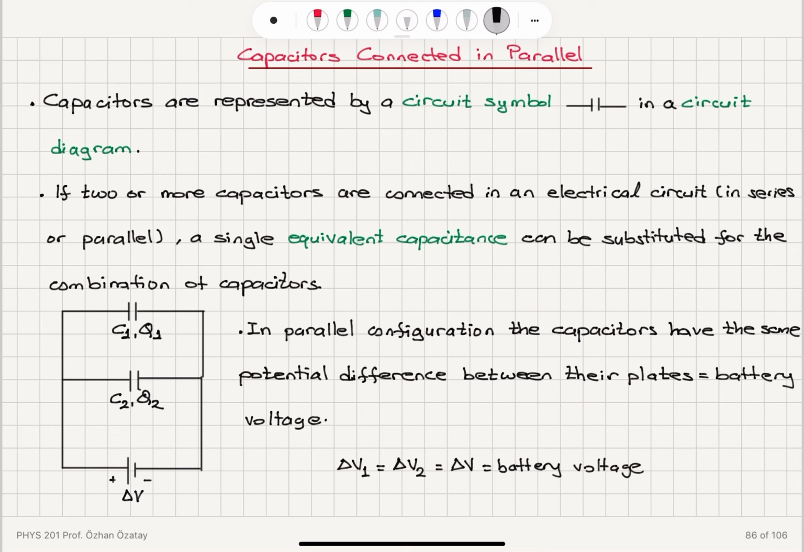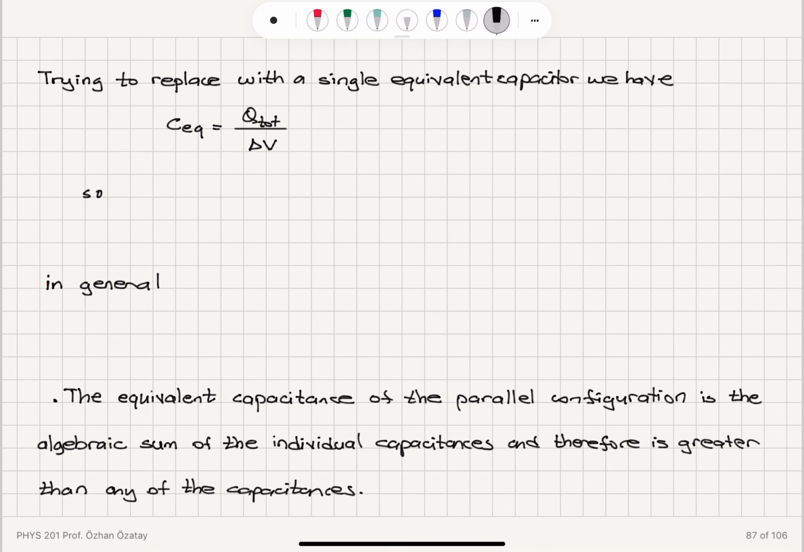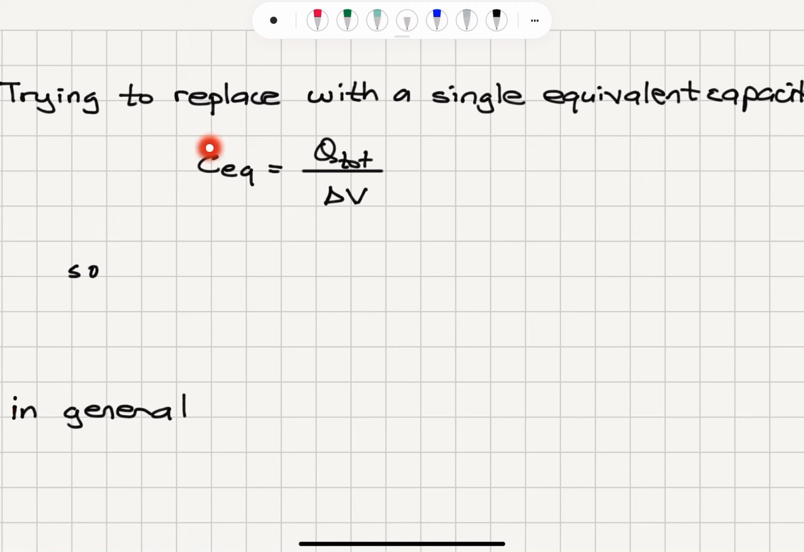All right. And if you look at the total charge stored in this configuration, the total charge stored will be the sum of the two charges, Q1 and Q2, the individual charges stored in capacitor 1 and capacitor 2. So what is our aim? We want to replace this combination of two capacitors with a single equivalent capacitor, such that the equivalent capacitance will be equal to total charge Q divided by delta V.